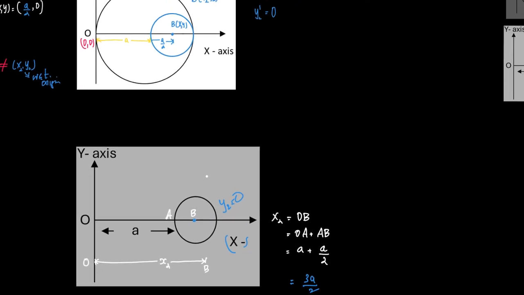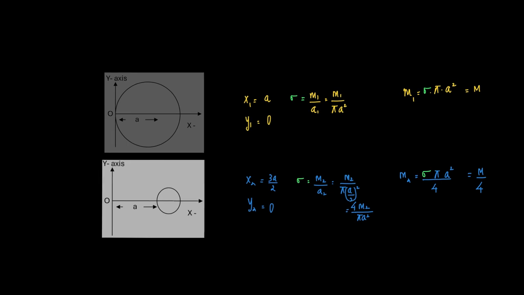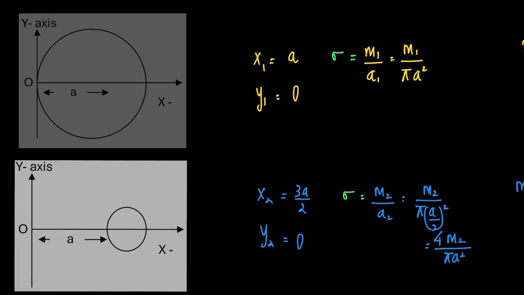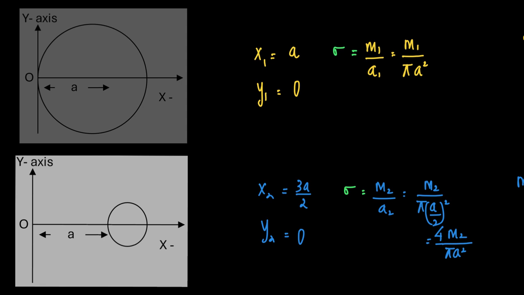Okay, so now we find out the values of x1 and y1. We'll put out the figure one more time. So this point here represents the center of mass of the first figure with respect to origin. And this point here represents the center of mass of the second figure with respect to origin. So both of these are with respect to origin, and therefore x1, y1 and x2, y2 are a comma 0 and 3a by 2 comma 0.